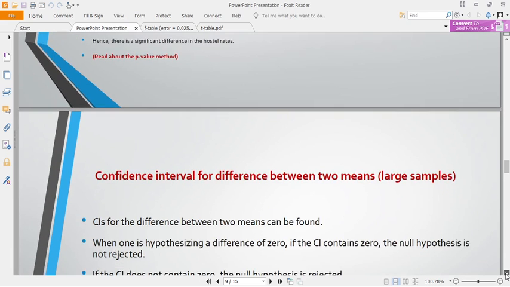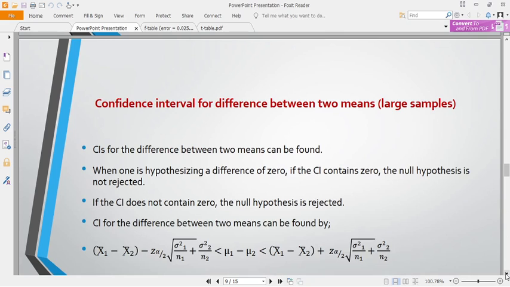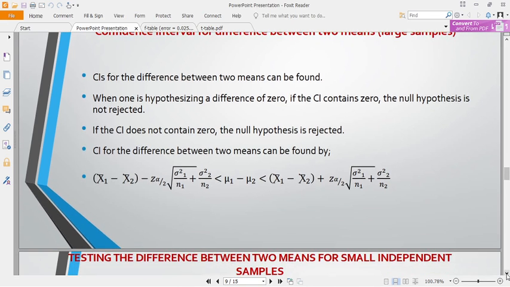Like we've looked at testing a difference between means of large samples, we can still get the confidence interval between two means of a large sample. So here, when we are hypothesizing a difference, if the confidence interval contains a zero, then the null hypothesis should not be rejected. But if it does not contain a zero, then we should always reject the null hypothesis. So this is the formula.